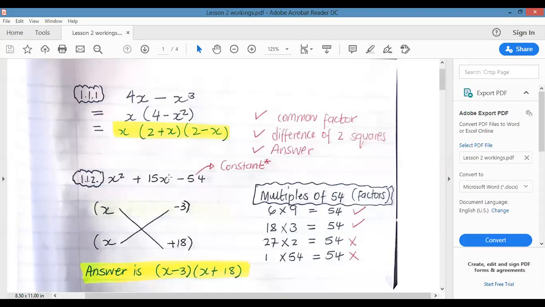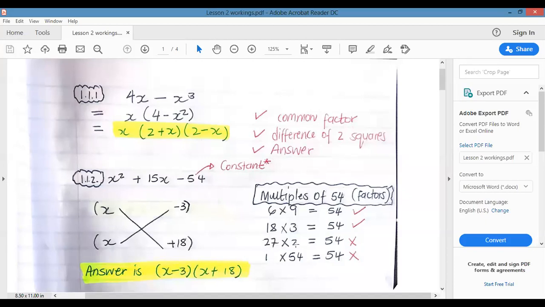Then you look at your middle term. Your middle term is 15. Does it make sense, boys and girls? Your middle term is plus 15. So with these factors that you have listed, you must choose the ones that when you add or subtract them, they must give you 15. Obviously, guys, 1 plus 54 or minus 54 won't give us 15. So no wonder I put the cross, it won't work.